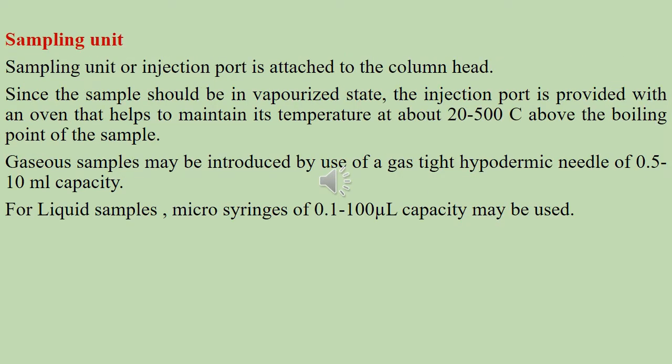Sample unit or injection port is attached to the column head. Since the sample should be in vaporized state, the injection port is provided with an oven that helps to maintain its temperature about 20 to 500 degrees centigrade above the boiling point of the sample. Gaseous samples may be introduced by use of a gas-tight hypodermic needle of 0.5 to 10 ml capacity. For liquid samples, microsyringe having capacity 0 to 100 microliter capacity may be used.